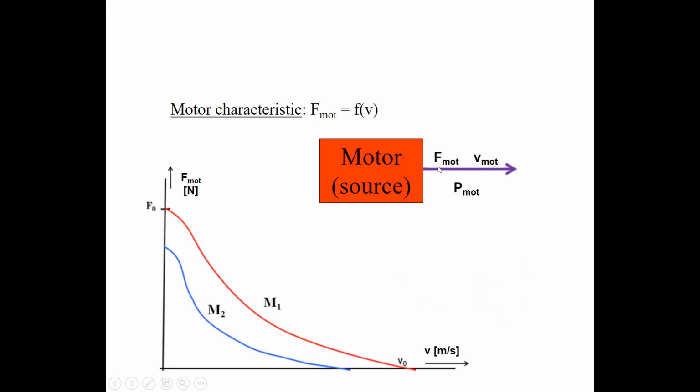So first of all, let's look at the source, the motor. The motor delivers force and speed, and the multiplication of force and speed is the mechanical power P. So the motor power P.